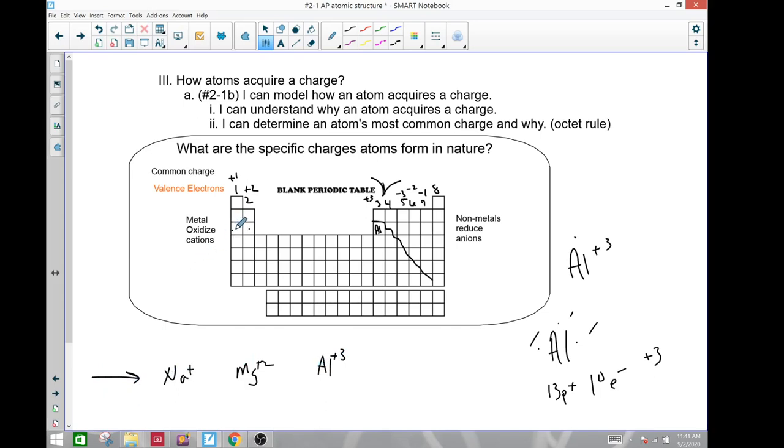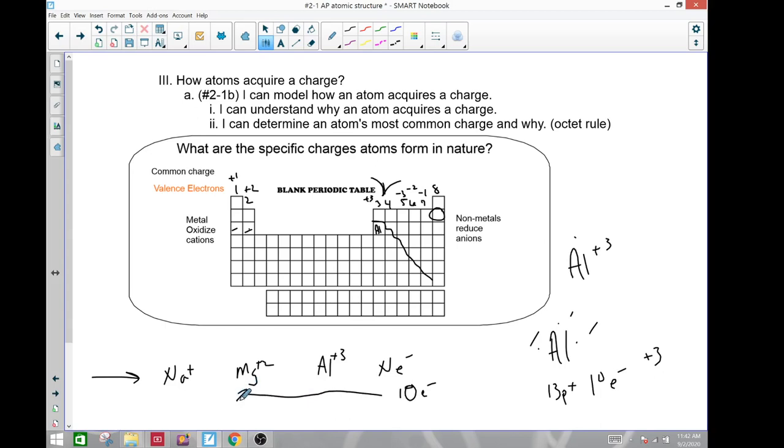That's this one, and this one. You'll note all of these now have the same number of electrons as this guy right here, which is neon. Neon's got 10 electrons, right? And so does everything else here.